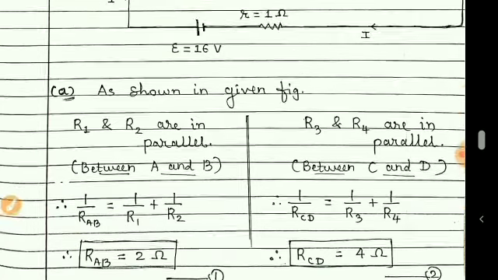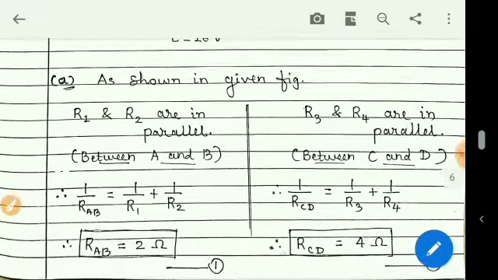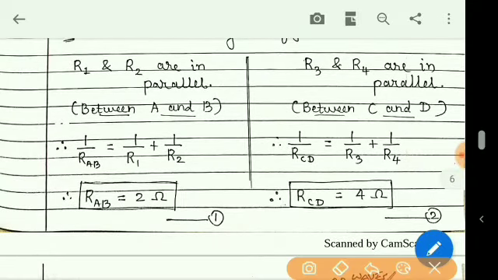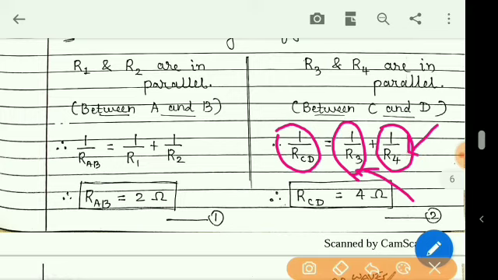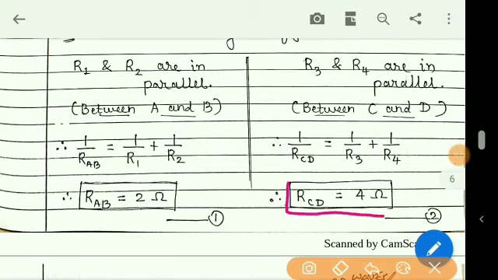Similarly, resistors R3 and R4, they are also in parallel combination across points C and D. So again, using the formula for parallel combination, 1 upon RCD is equal to 1 upon R3 plus 1 upon R4. Values of R3 and R4 are given. Putting the values and calculating it, we will get RCD is equal to 4 ohm.